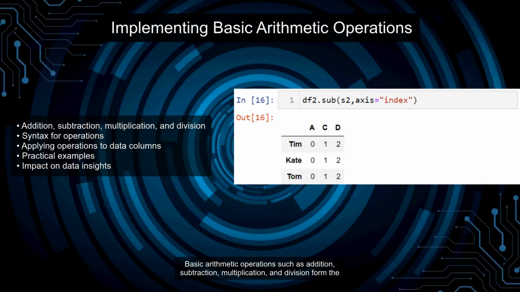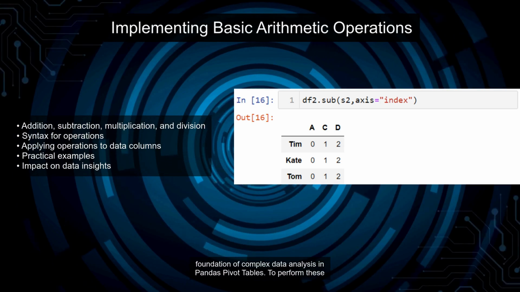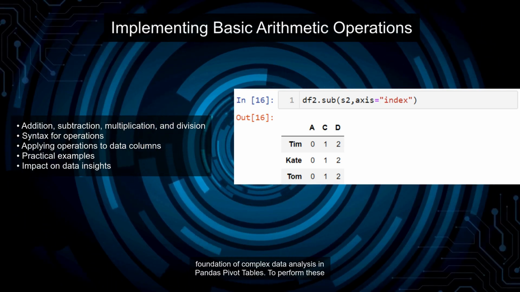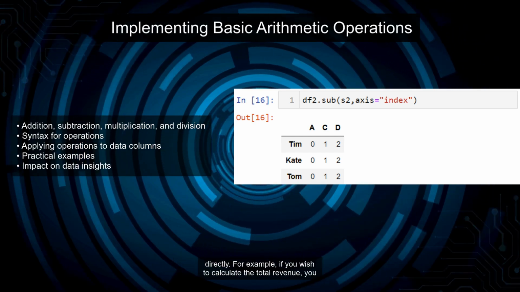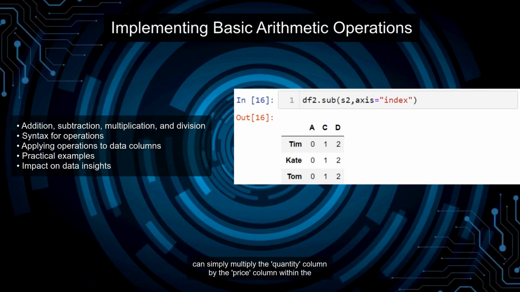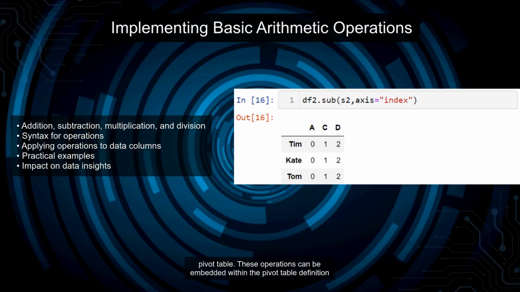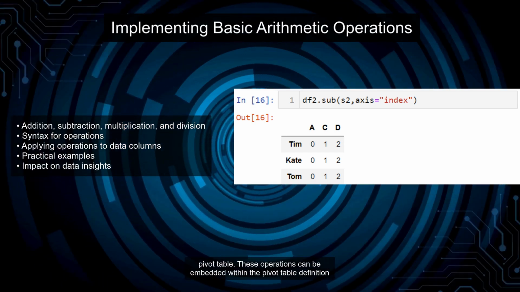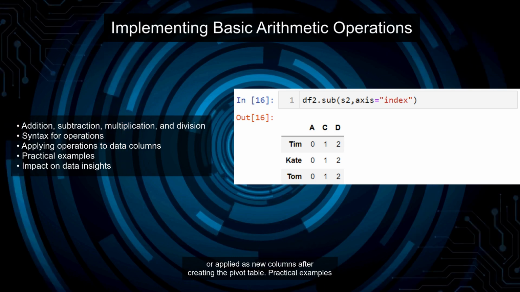Basic arithmetic operations such as addition, subtraction, multiplication, and division form the foundation of complex data analysis in Pandas Pivot Tables. To perform these operations, Pandas provides intuitive syntax that allows users to manipulate data columns directly. For example, if you wish to calculate the total revenue, you can simply multiply the quantity column by the price column within the pivot table. These operations can be embedded within the pivot table definition or applied as new columns after creating the pivot table.